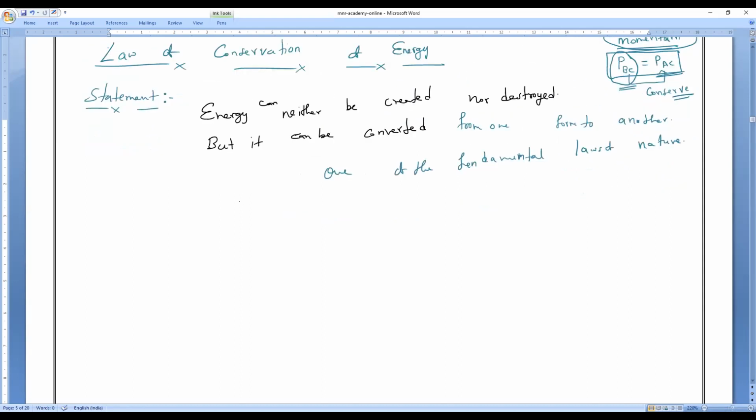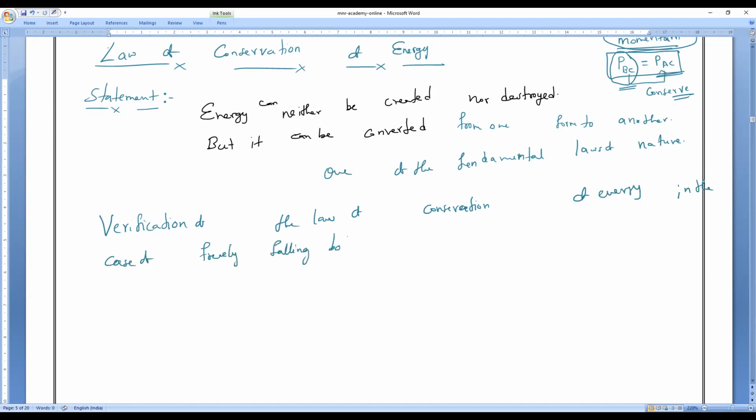Now, before going to the verification, please keep reading: verification of the law of conservation of energy in the case of a freely falling body. Shall we start, everybody?